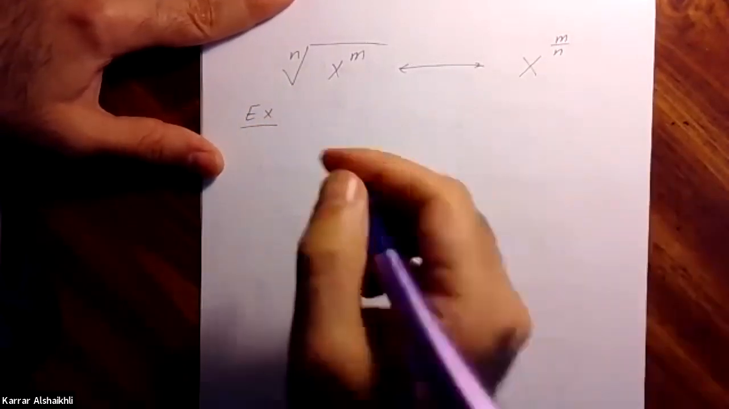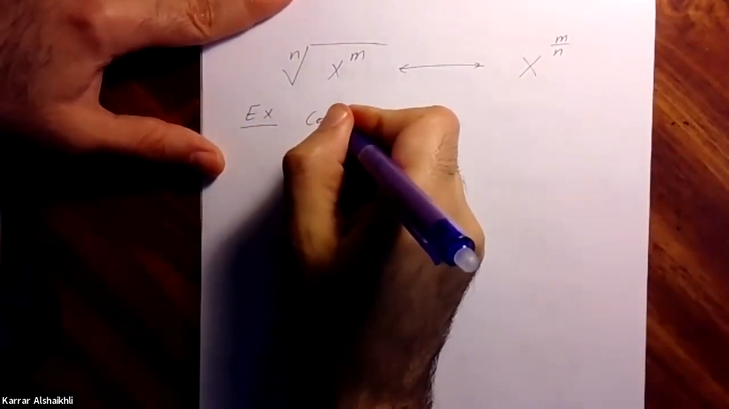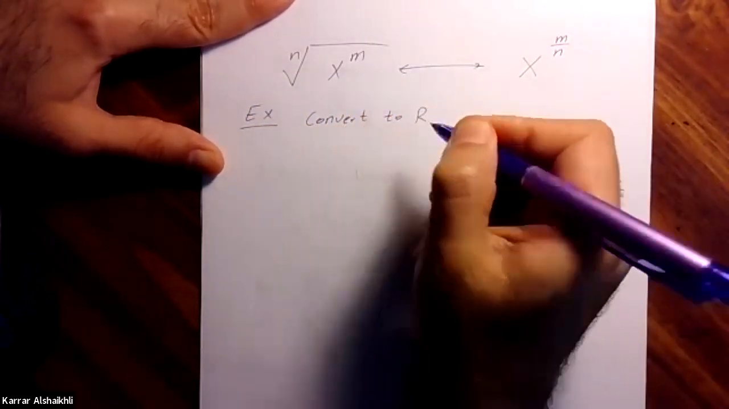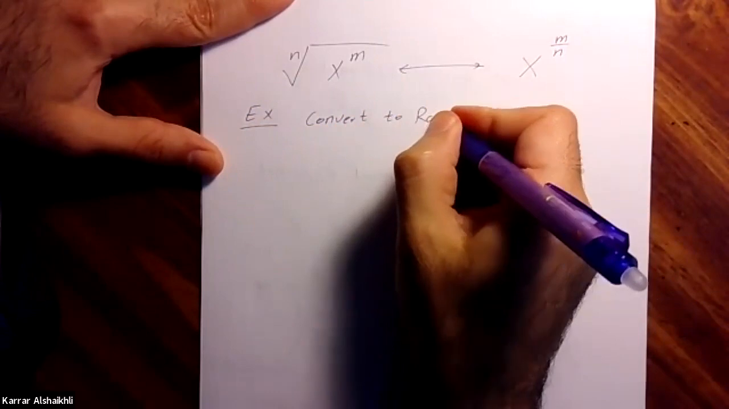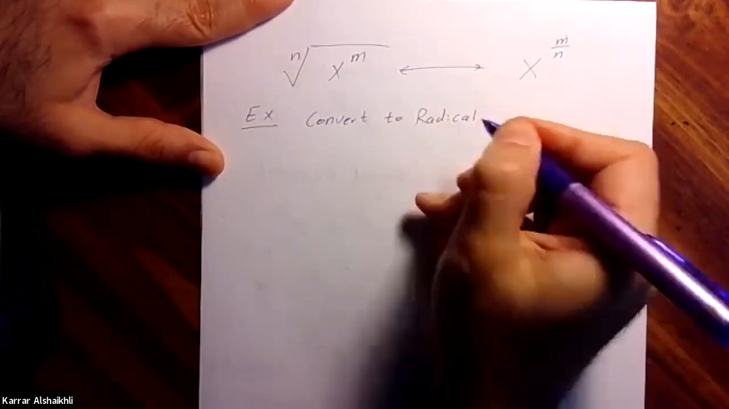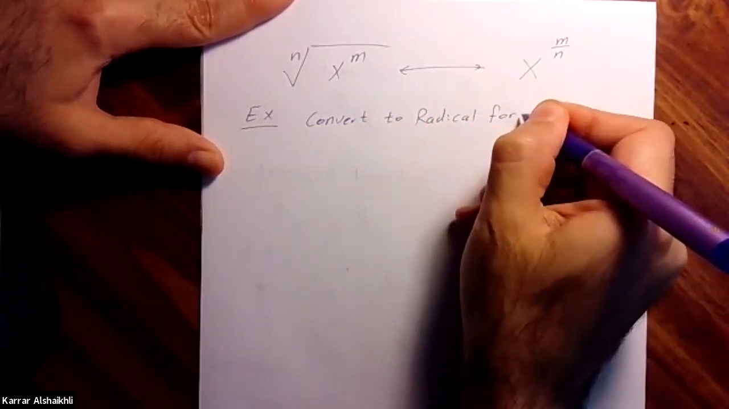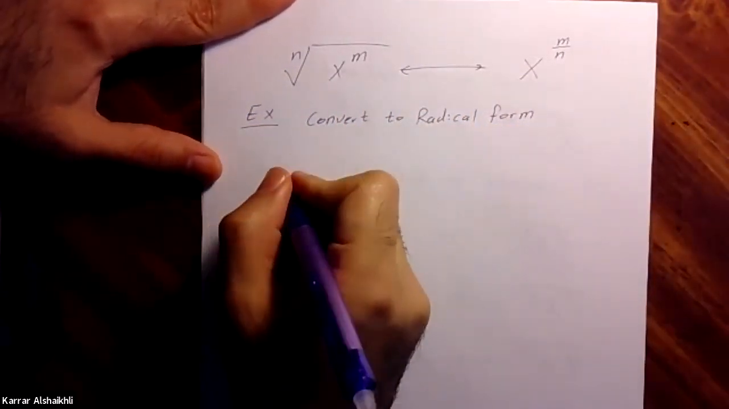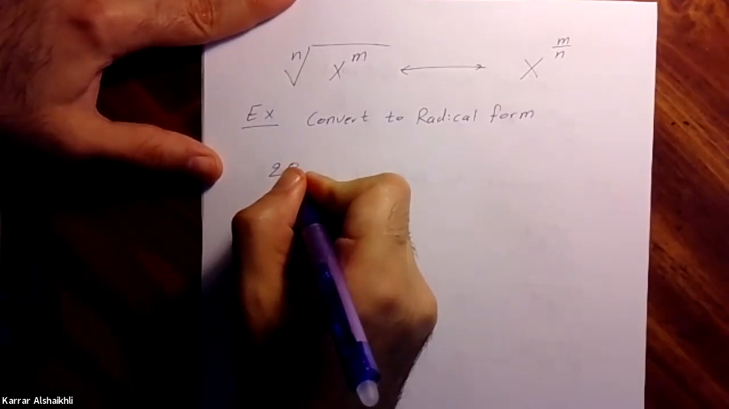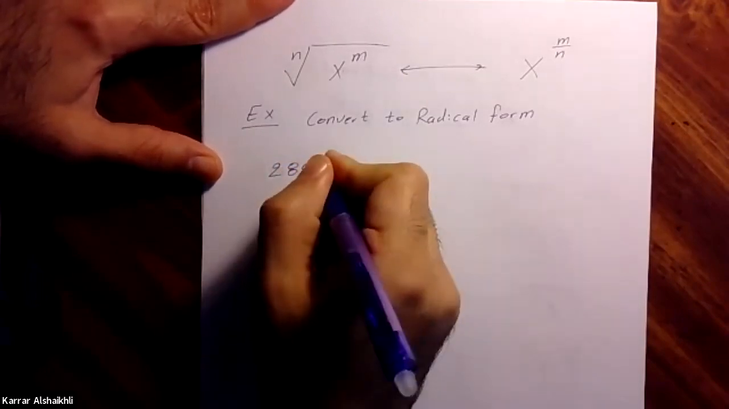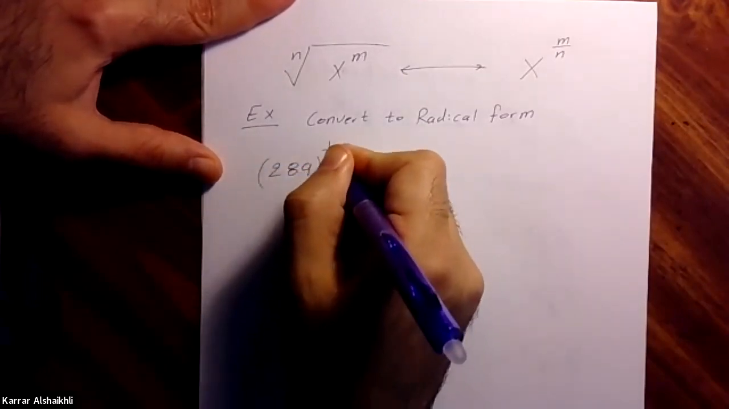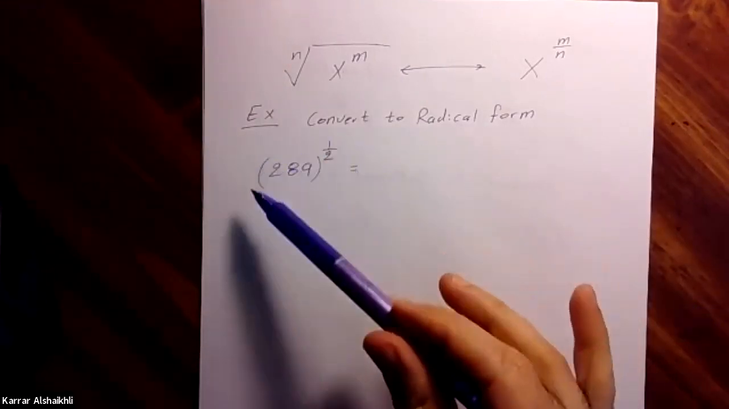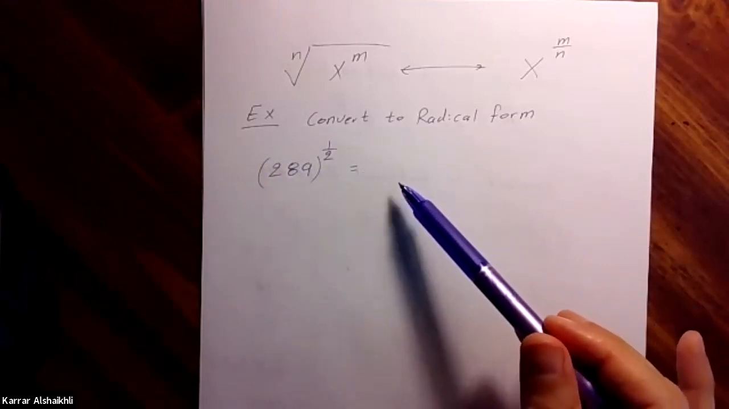Convert to radical form. So here is the example. If we have 289 to the exponent 1 over 2. You see, this is rational form. We're going to convert to radical form.